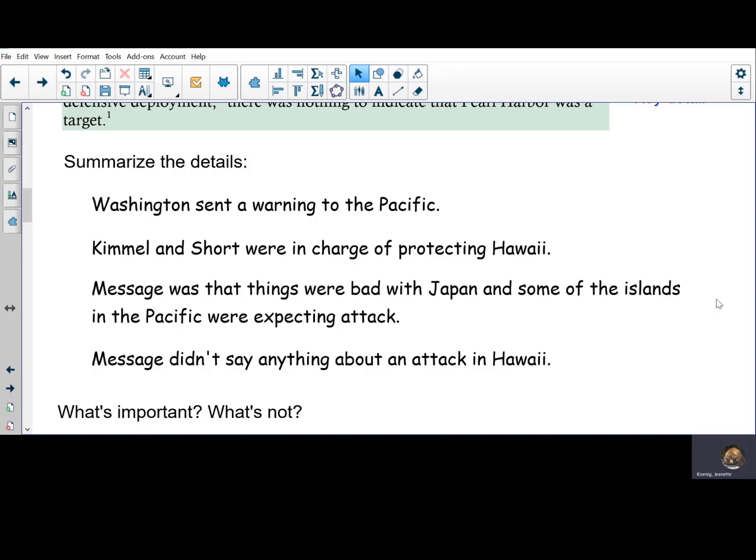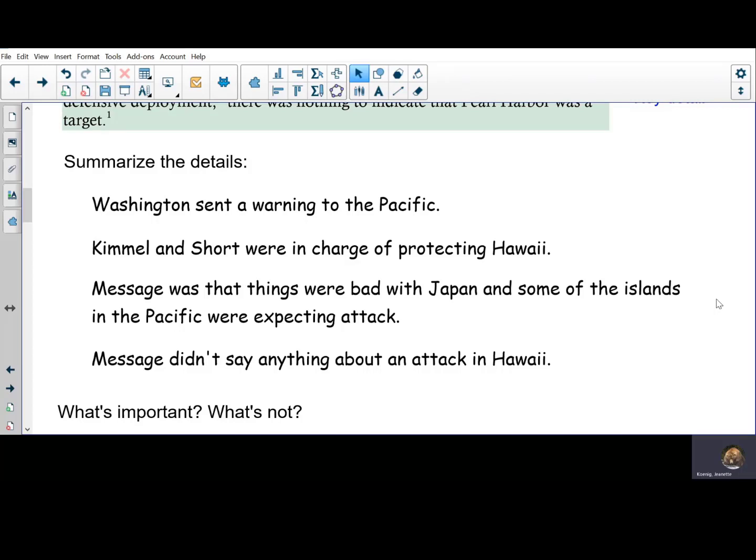Now, I'd say it's definitely important that Washington did send a warning to the Pacific, and it's significant that the message says things are bad, we don't know what's going to happen, but probably something. And it's important that the message said, get ready for that something.